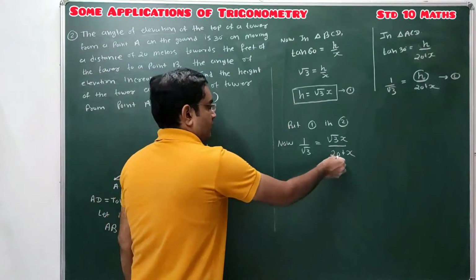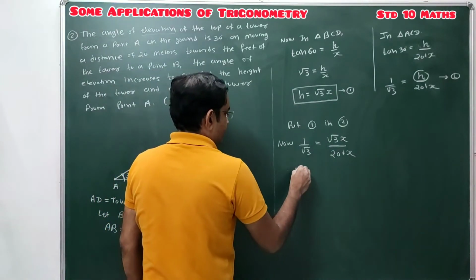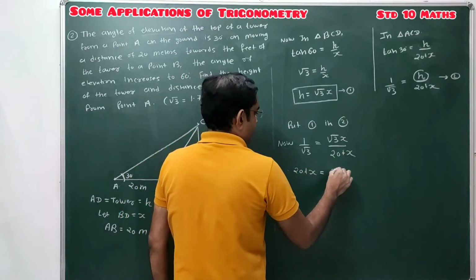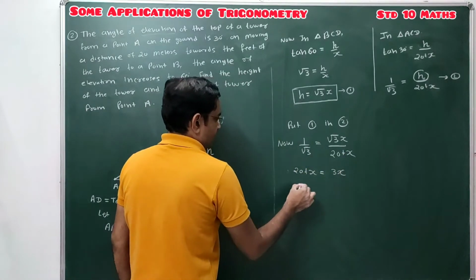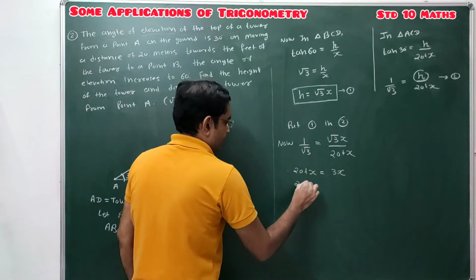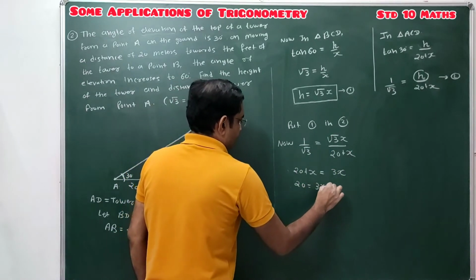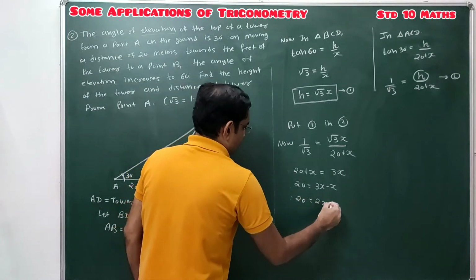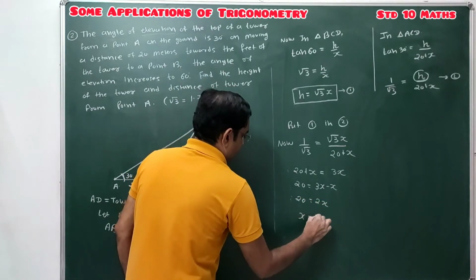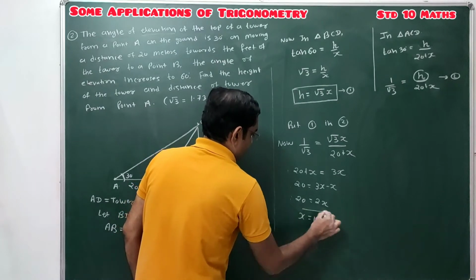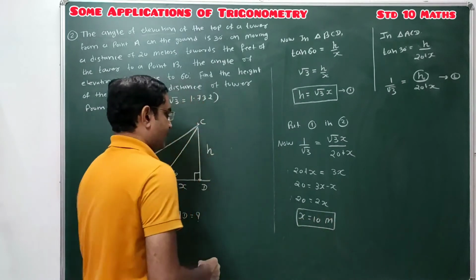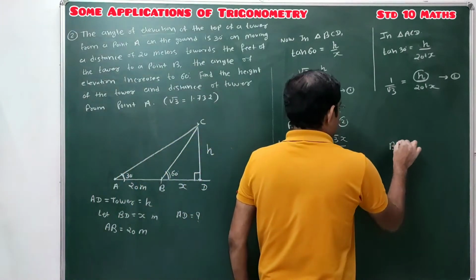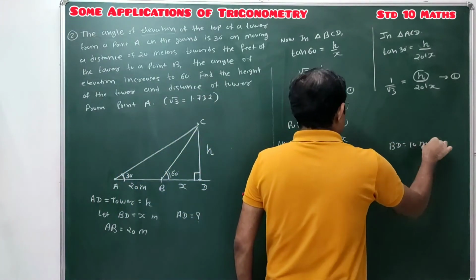So now cross multiplication, this will be 20 plus x equal to root 3 into root 3x. So it's 3x. Taking this x on the right hand side, 20 equal to 3x minus x. So 20 equal to 2x. So we're getting x equal to 10 meter. What is x? It's BD. So now our length BD is 10 meter.